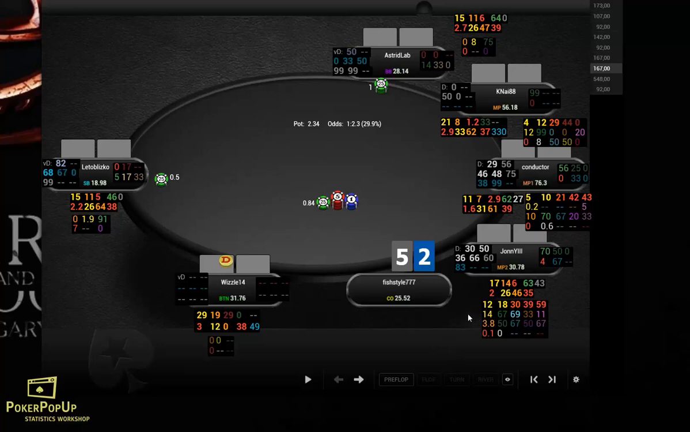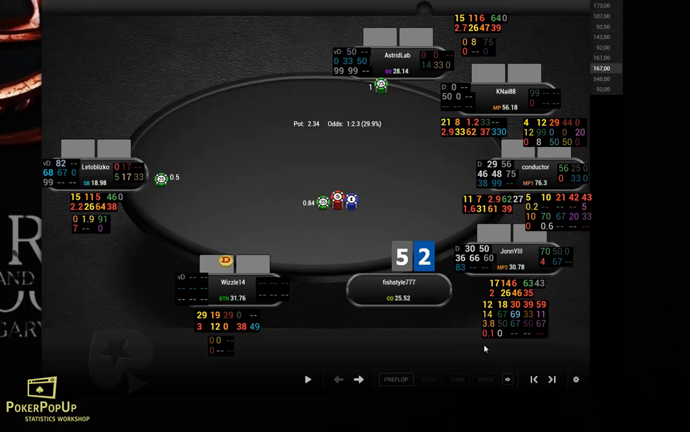First stat, small sizing open raise. Next comes fold to 3-bet non-all-in, next fold to 3-bet all-in, 4-bet after a small size open raise, and the last one is isolation from this position. Third line, large sizing open raise, fold to 3-bet non-all-in, fold to 3-bet all-in, 4-bet after a large open raise, and fold to 3-bet after an isolation raise, 67.